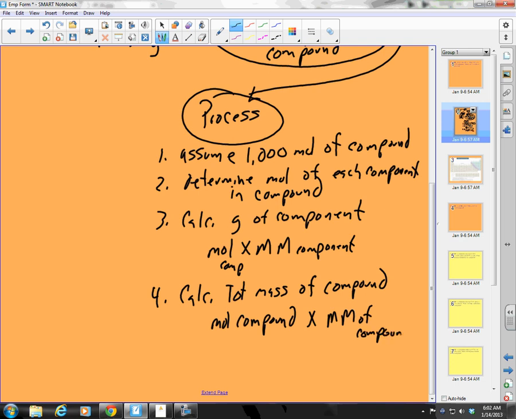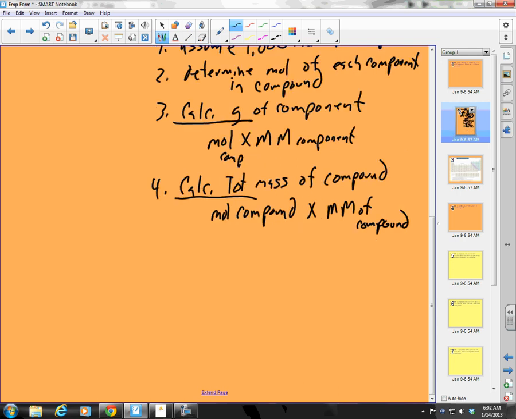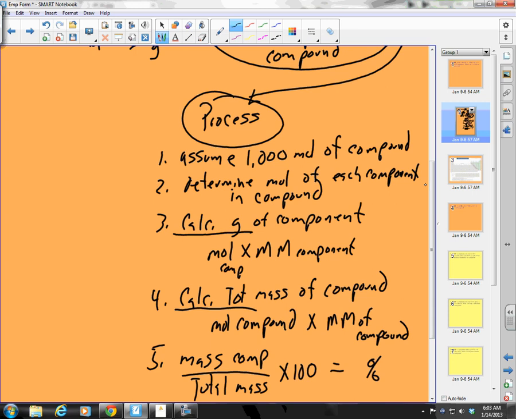Good. So here I have the mass of my compound. I have my total mass. What do I have to do to get a percentage? I'm going to take the mass of my component, or grams of my component, divided by total mass, which is grams, times 100. There we go. And that'll give me my percent composition. So those are the 5 steps, and really it's just the component of interest that changes. Determine the moles of the component of interest in the compound, whatever that is. That's all there is to it.